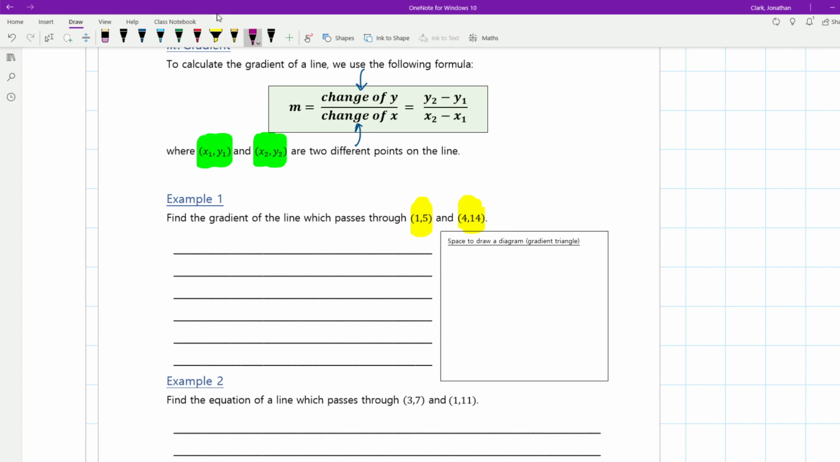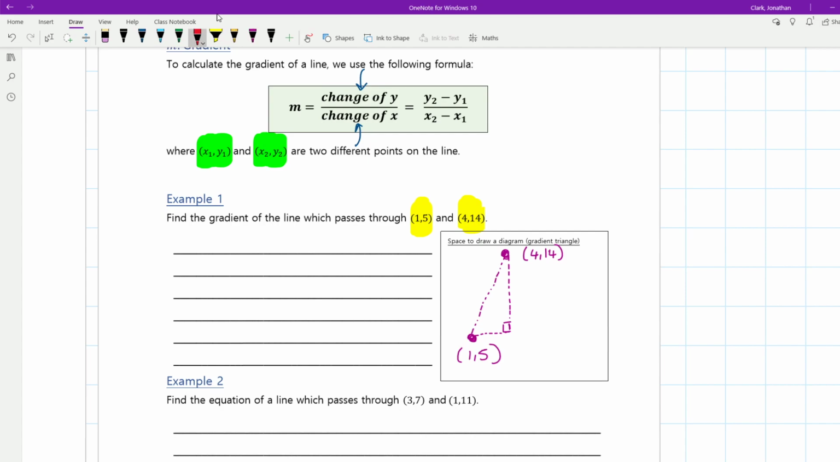I'm just going to draw a little diagram for that. This is very much a rough diagram. All I'm really considering is their relative position. So 4, 14 would be a little bit further across and quite a lot higher up. I'm going to draw what's probably going to be a wonky line to join them together, and make a right angle triangle out of this. There we go, nice.